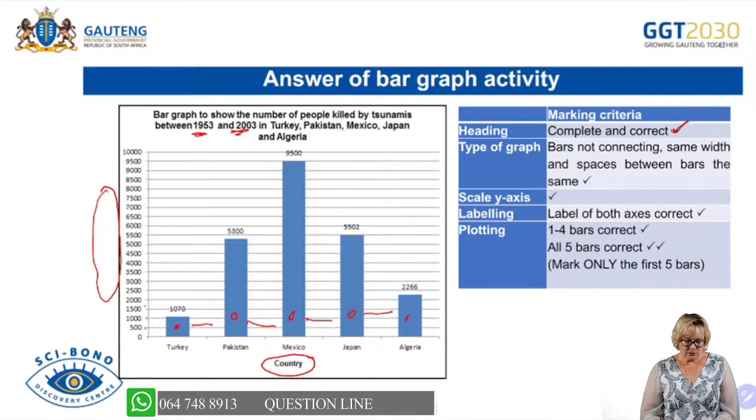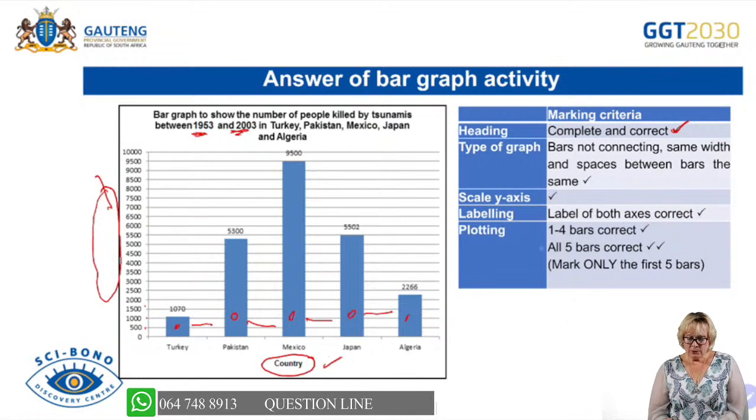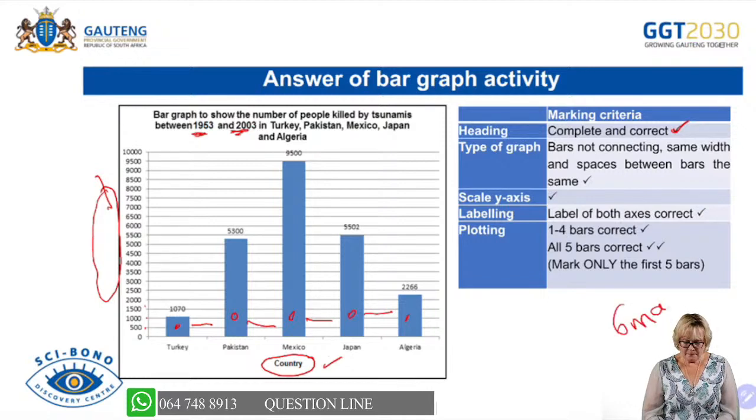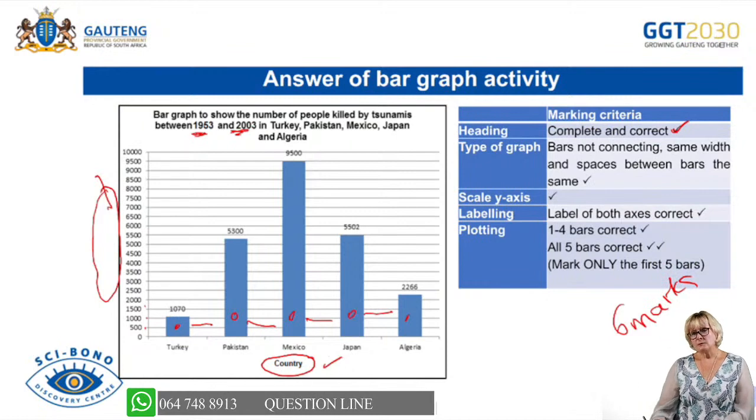Label of both axes correct. In this case, I think it was cut off here, but there's a label here, but this label is missing here. All right. Plotting, if you have plotted 4 bars correctly, you get 1 mark. If you have plotted all the bars correctly, you can actually get 2 marks. And if I count, it's 1, 2, 3, 4, 5, 6. 6 marks. So it's 6 easy marks. But you must do it correctly. All right, let's move on.